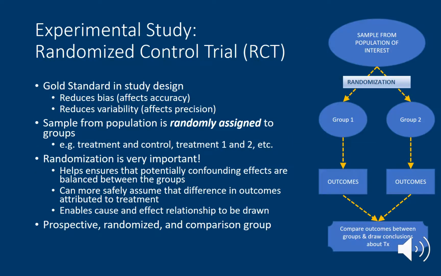So what are some study designs that are commonly used for interventions? The gold standard in study design is a randomized control trial. So we have our population of interest and we randomly assign them, again, heads or tails, to our two groups. And then they have the outcomes. One gets a treatment and the other does not, or they each get a separate treatment. And then we compare the outcomes between the groups and we draw conclusions about the treatment.